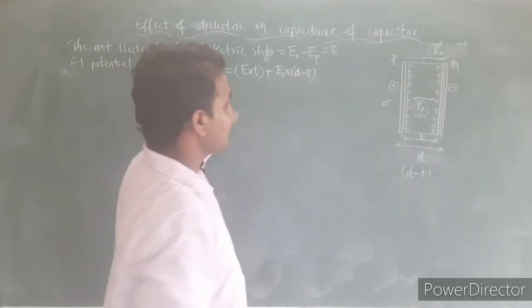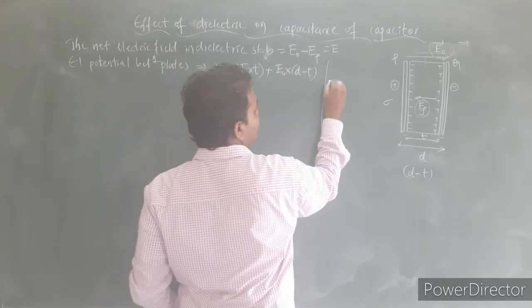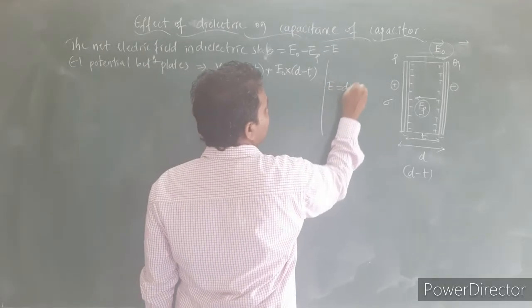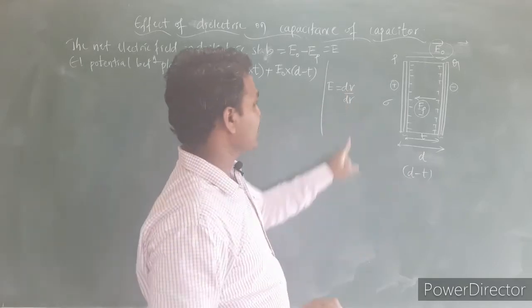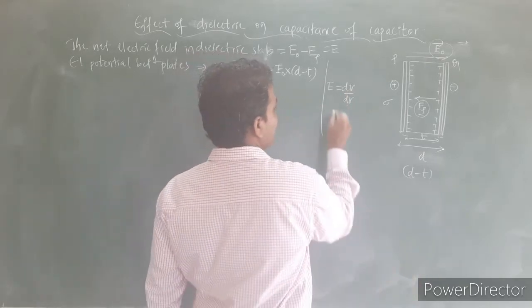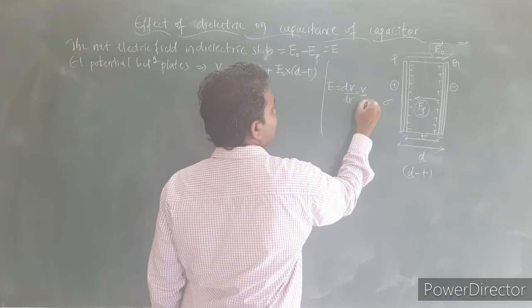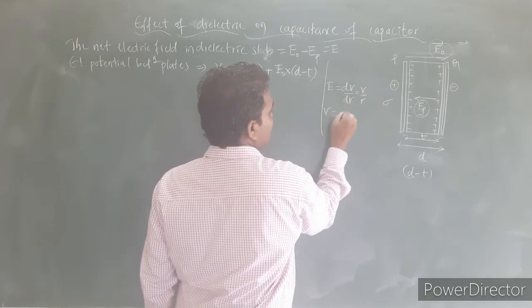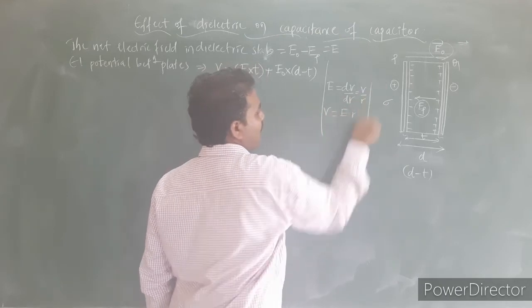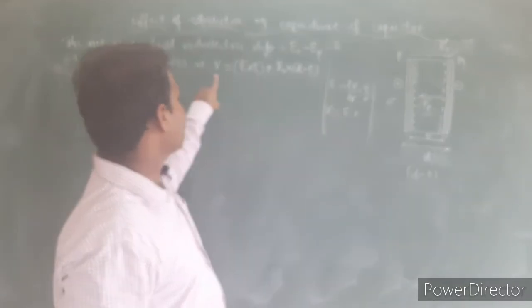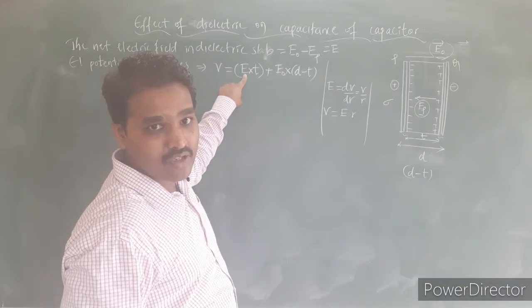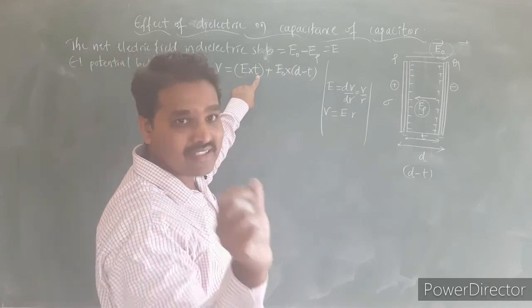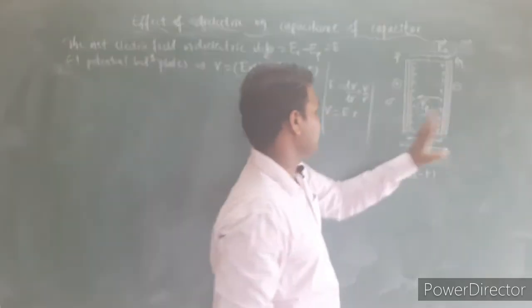And how did we get this relation? We got it from the relation E is equal to dV divided by dr. dV is the potential difference, dr is the distance. Or I can write this as V divided by r. So, I can write V is equal to E into r. Using this relation, I am writing the expression for electric potential. E is the magnitude of the electric field intensity, t is the length or thickness here.